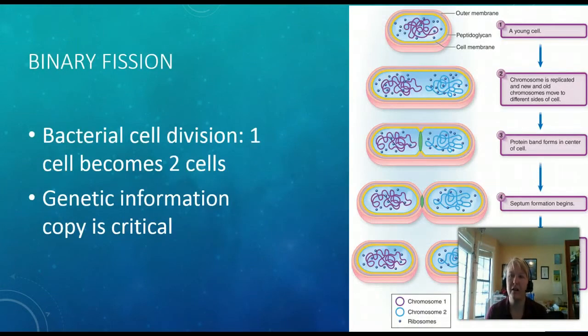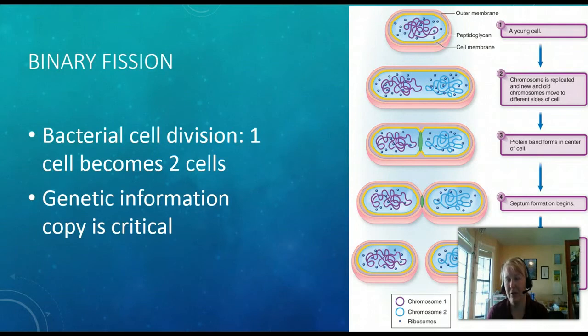So now let's talk about how cells divide. It's critical if we're going to talk about cell growth to know how they grow, right? And microbes, especially bacteria, use binary fission. They're the only ones that do that. Eukaryotes use mitosis. So in bacterial binary fission, one bacterial cell becomes two.